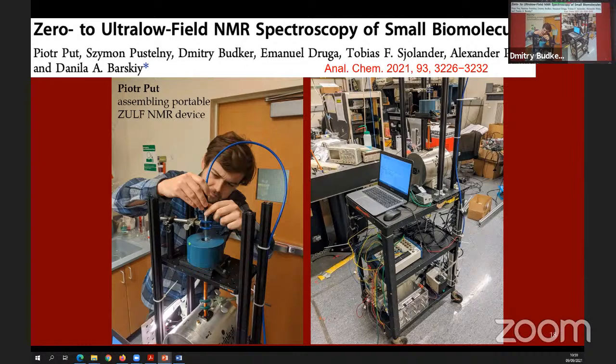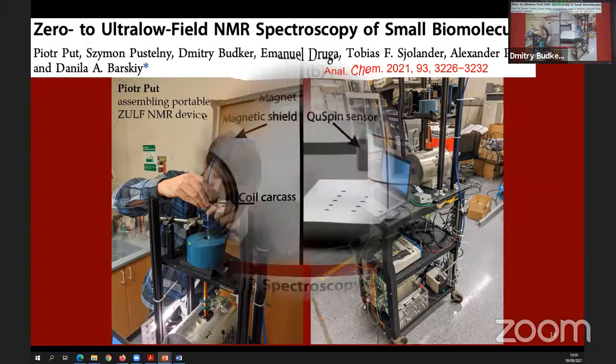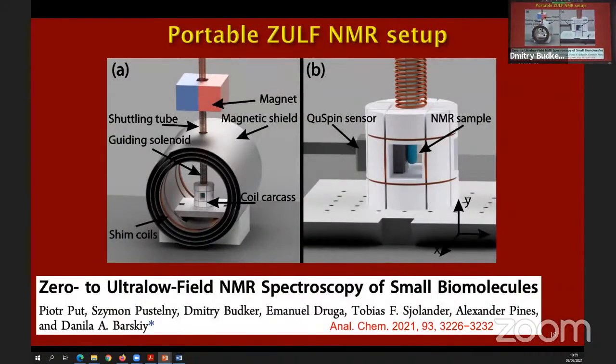But this machine was put together actually by Piotr at Berkeley, and you can see that it fits on a cart and has all the elements there. There's your Halbach magnet and shield and everything, and this works very, very well. There are some elements there. Maybe I don't need to go into great detail. I believe these pictures were made by Piotr.